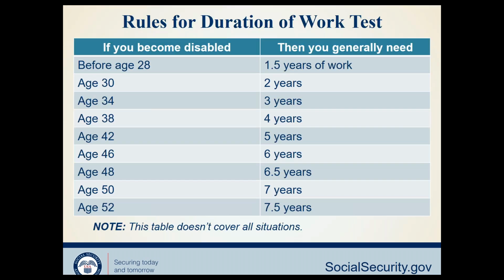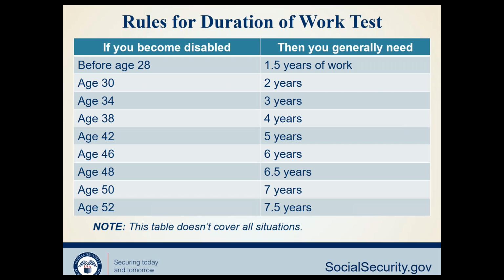This table shows an example of how much work you need to meet the duration of work test if you became disabled at various selected ages. For the duration of work test, your work doesn't have to fall within a certain period of time. So for example, let's just say at age 20, then generally you would need about 1.5 years of work so that we can actually look at your recent work and your duration of work test.